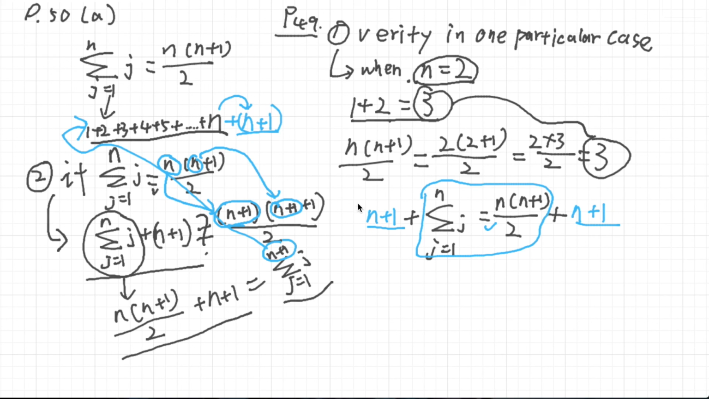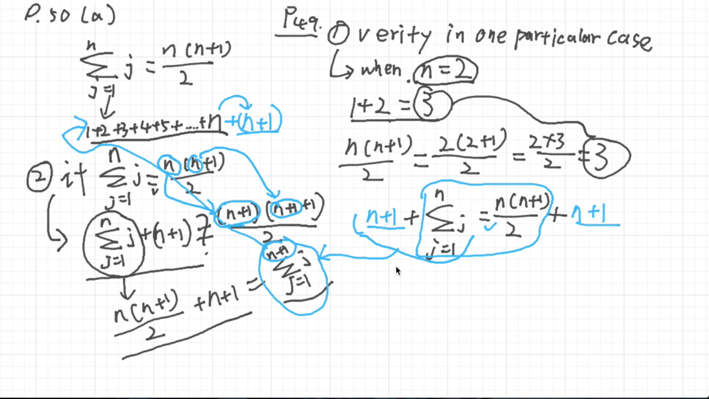And then in that way, the whole of the left side, that is n plus 1 plus the sigma notation, is going to be equal to this thing. That is, instead of having n as the last term, you have n plus 1 as the last term. And then the right side will be equal to this thing.